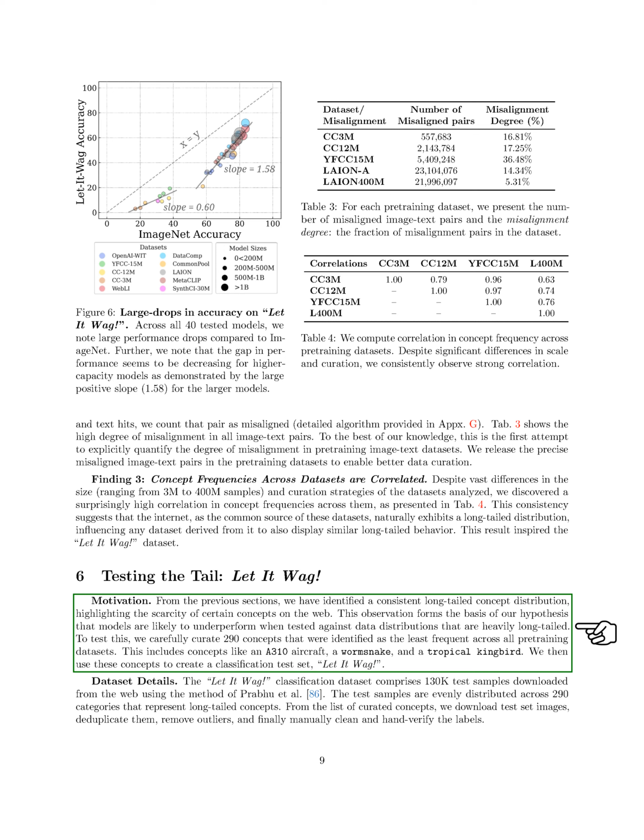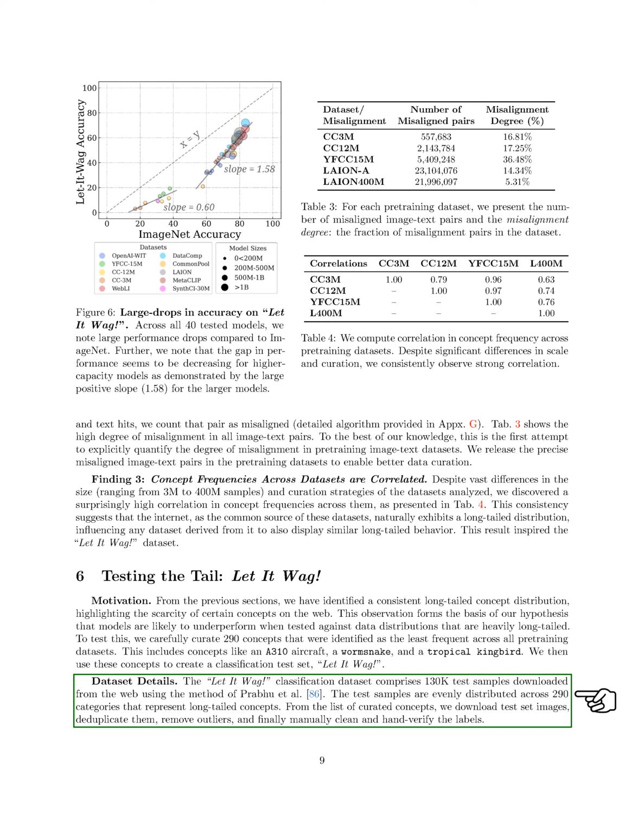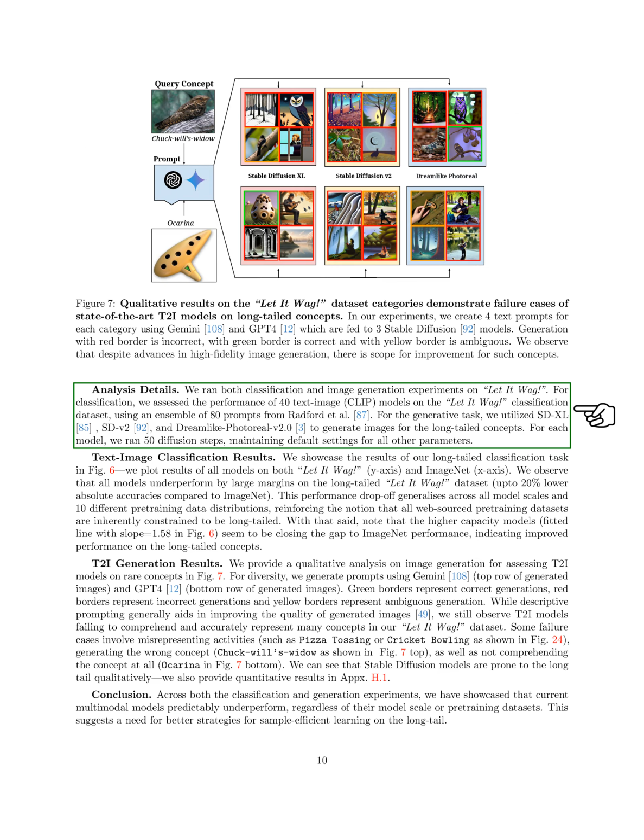The Let It Wag classification dataset consists of 130,000 test samples spread evenly across the 290 categories representing long-tailed concepts. We downloaded test images for these concepts, removed duplicates and outliers, and carefully verified the labels. We then conducted classification and image generation experiments on this dataset. For classification, we evaluated the performance of 40 text-image models on the Let It Wag dataset using various prompts.